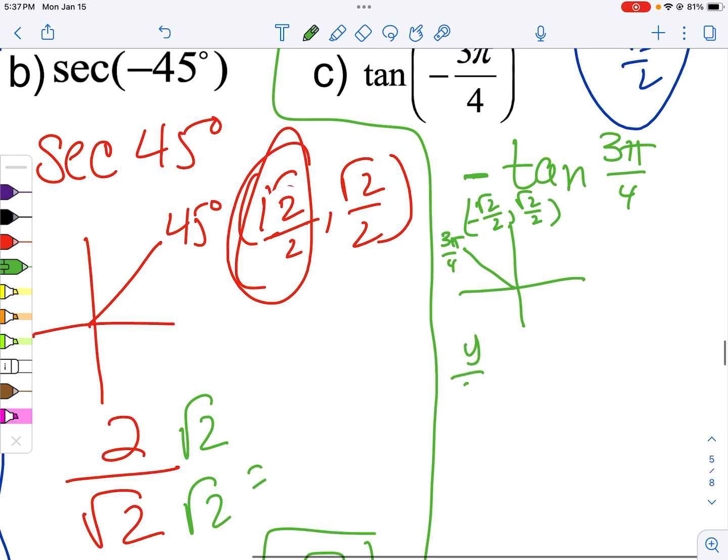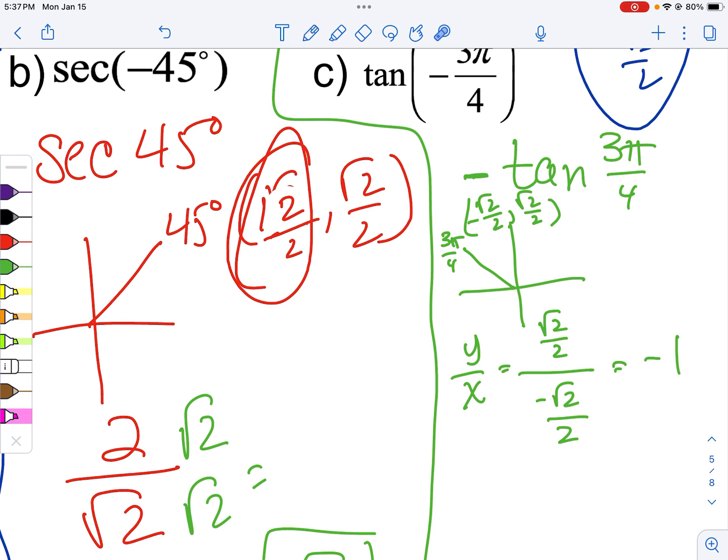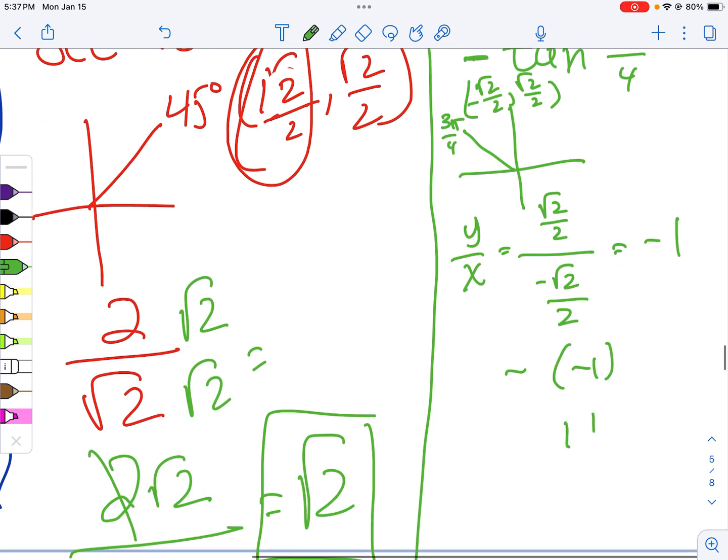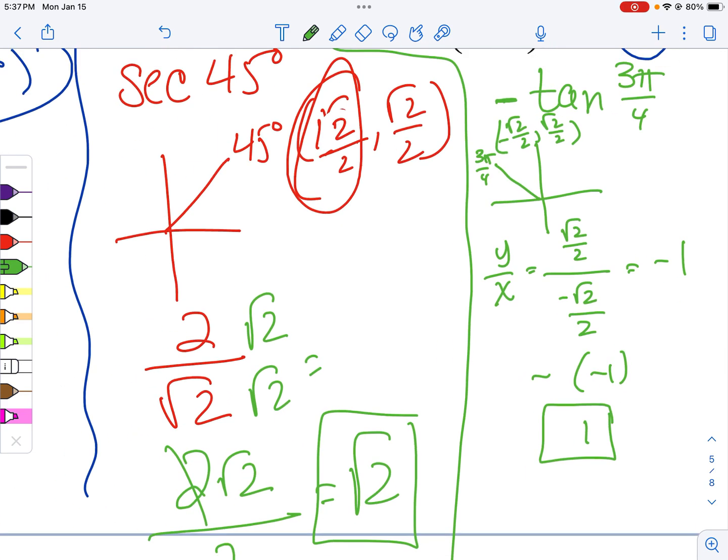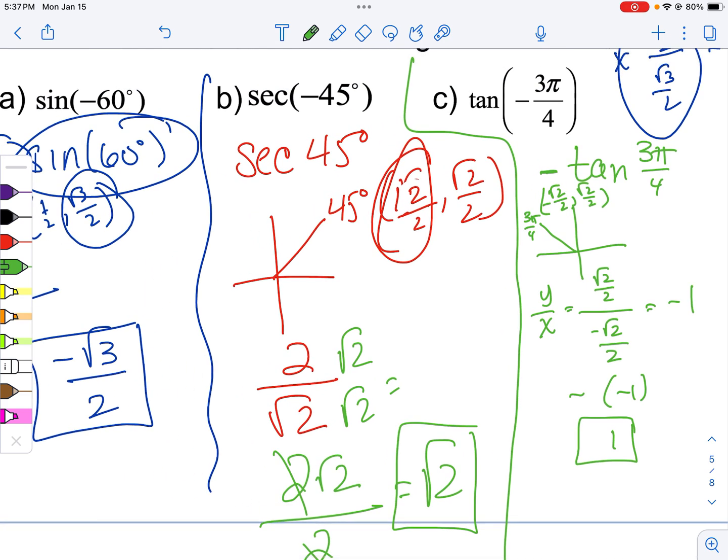Well, we know tangent is y over x. So if I take my y value, which is positive root 2 over 2, and divide by negative root 2 over 2, the nice thing here is these values are the same. So when I divide, I get a 1, but in this case, it's going to be a negative 1. Okay, but the negative angle identity says I take the tangent of 3 pi over 4, which in this case is negative 1, and I have to multiply it by a negative sign. So I'm really doing negative times negative 1, which makes that positive 1. So tangent of negative 3 pi over 4 is the same as positive 1, because I have to do the opposite of the tangent value at 3 pi over 4.